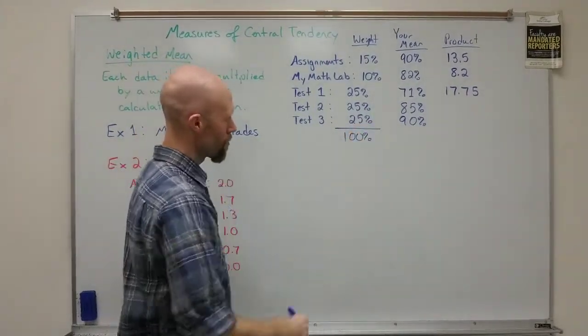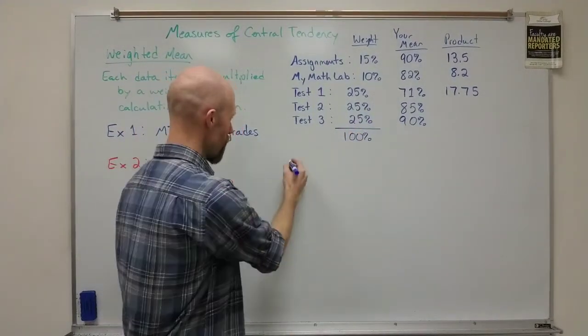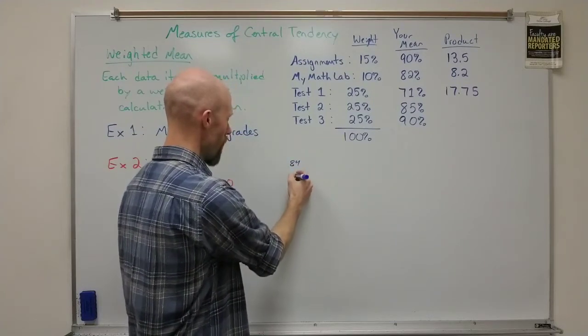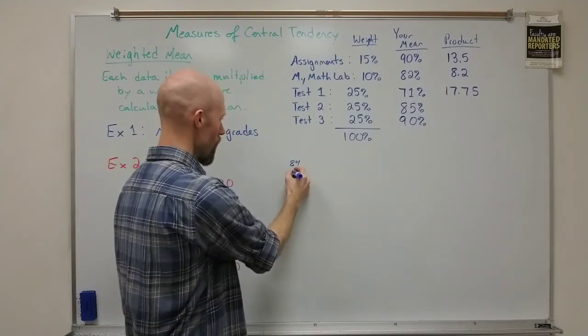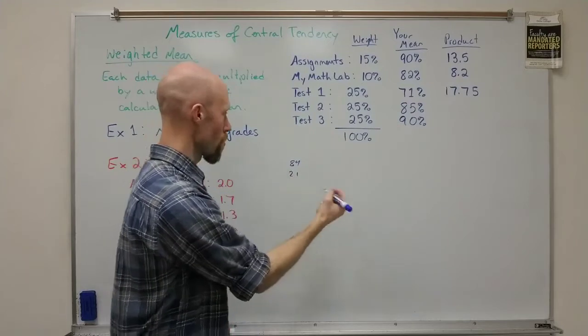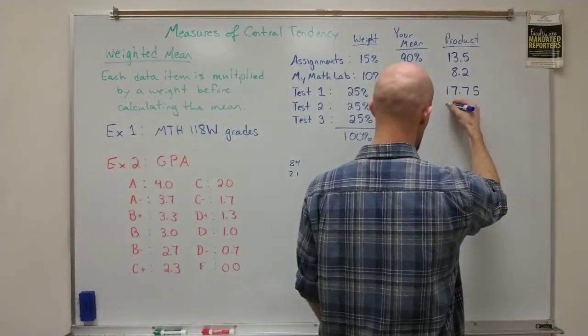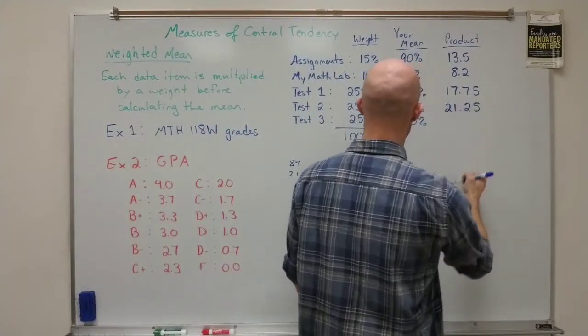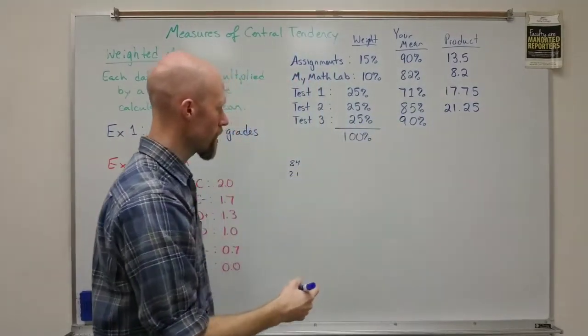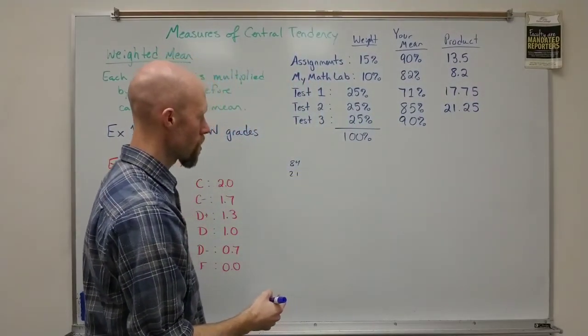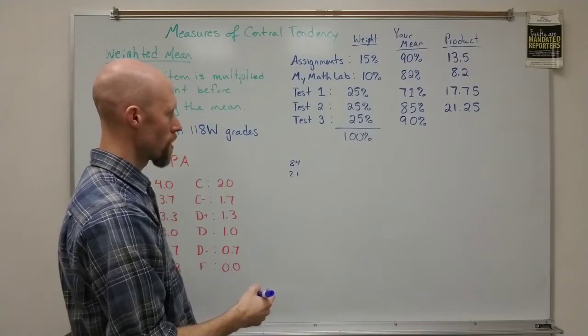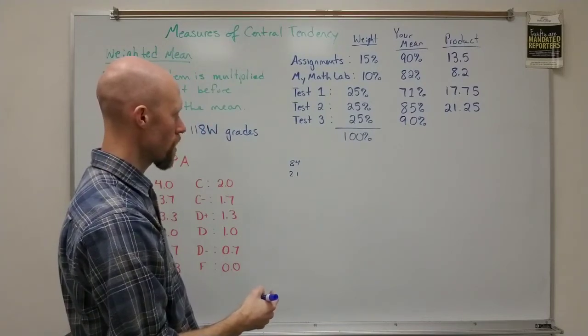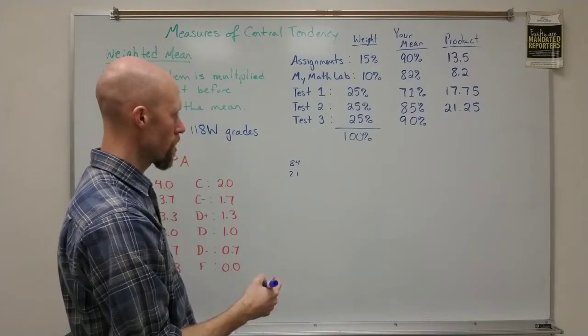A quarter of 85. Well, a quarter of 84 is 21, so it's 21.25 because you got another one quarter there. So 21.25, and then a quarter of 90 is 22.5.